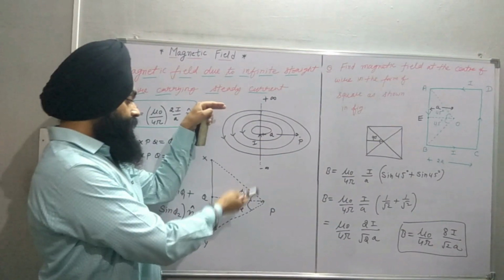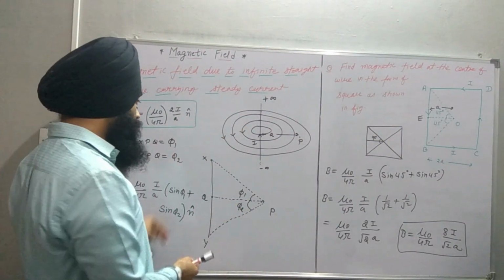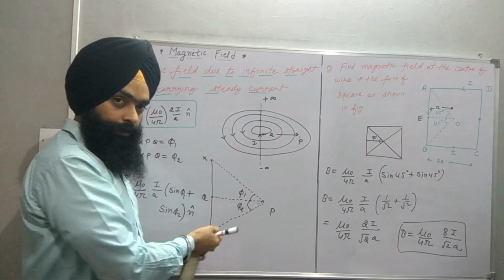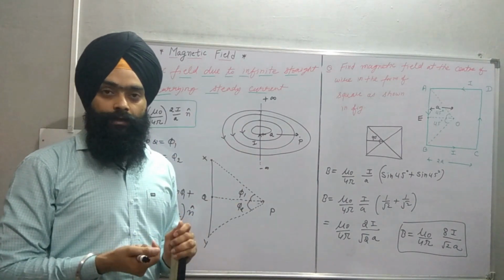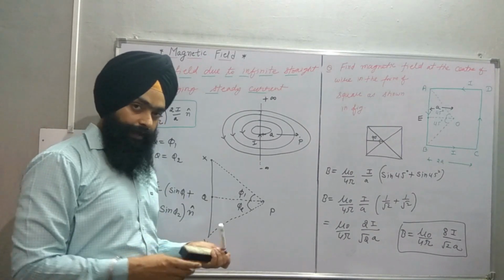Now this wire was straight. If this wire is in the form of a circle, then what will be the direction and value of the magnetic field B? We can discuss that here.